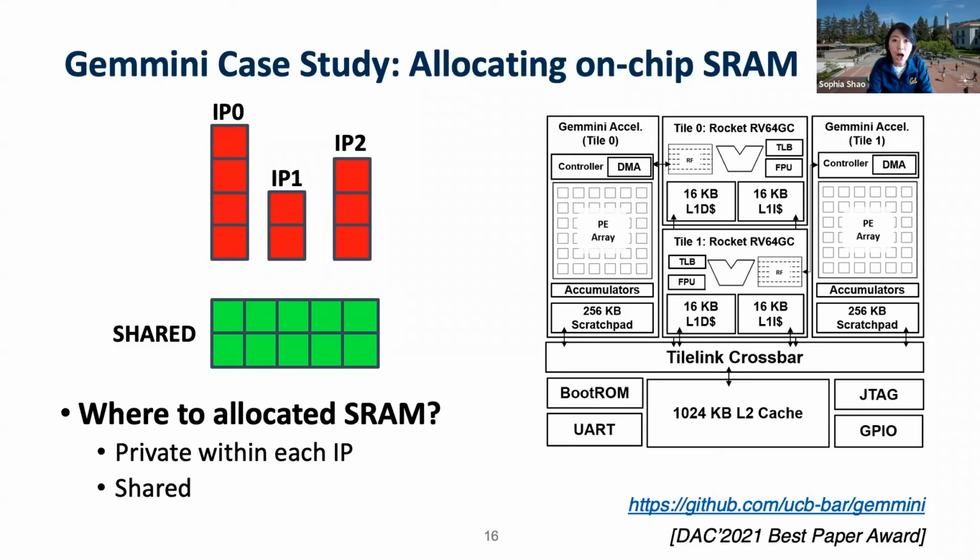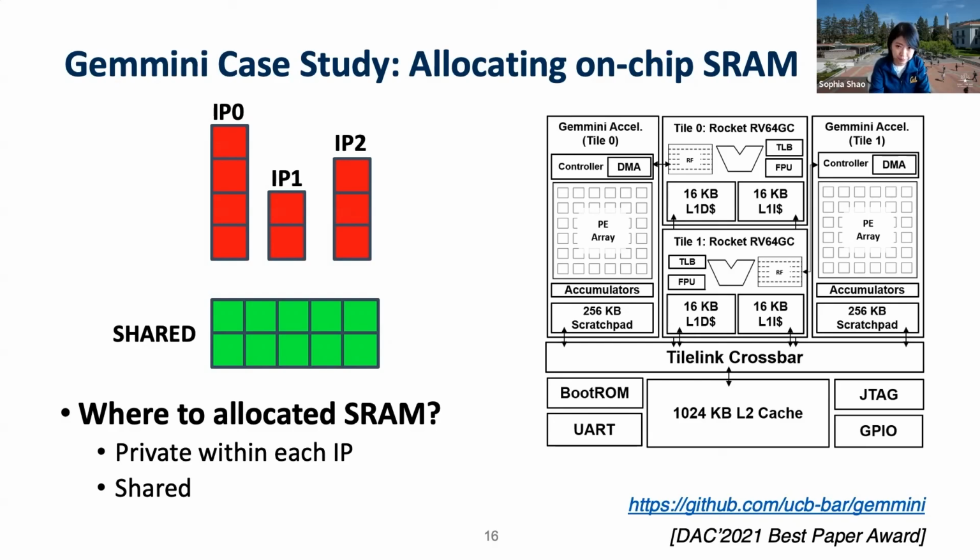A very common question that we run into, especially at the SoC level, is that if we do get actual area budget, we could allocate that area budget differently. We could allocate actual SRAM for individual IPs, so each IP has a bigger memory space. We could also allocate that memory to the shared memory, like the shared cache, the shared memory system in today's SoC.